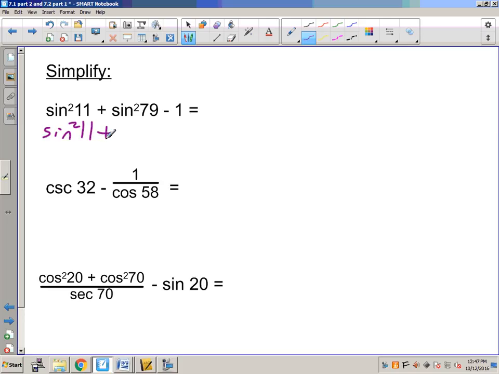And instead of a sine squared, I'm going to change it to a cosine squared. But then the angle has to change as well. The angle is going to have to change to its complement. And what's the complement of 79? 11. Well, that's convenient.